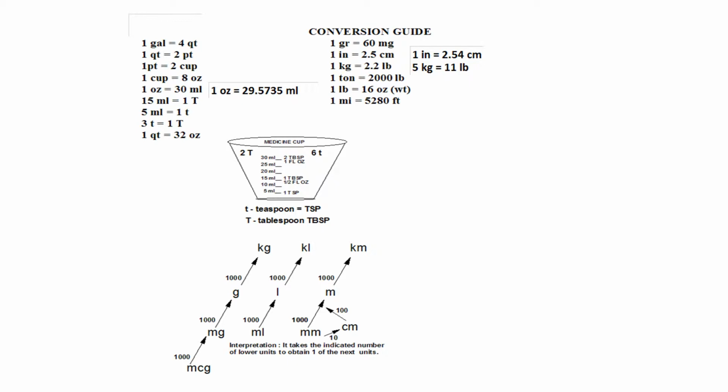1 pound is 16 ounces. That's weight. We do need to know that if you're involved with babies, because we measure them in pounds and ounces, and a mile is 5,280 feet. Don't think we're going to use that in medicine. I don't think we have tapeworms 5,280 feet.